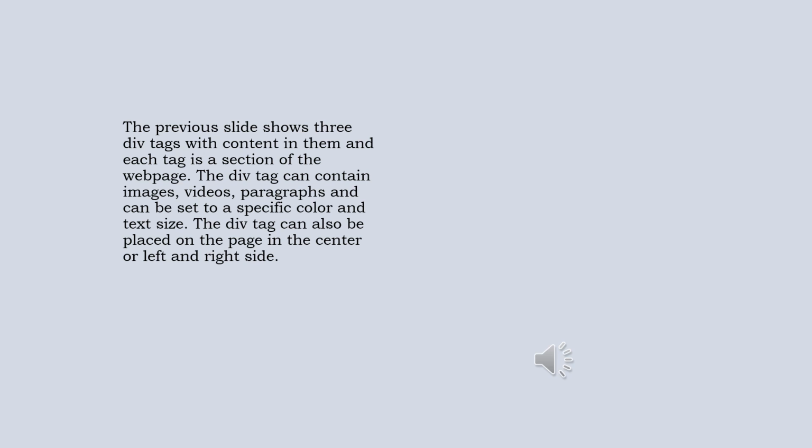As we said before, the slide before shows the HTML code for 3 div tags, which are sections of the web page. They go in the main body, or you can use them for the header or the footer, the bottom of the page. In these tags you can put, like I said, images, videos, paragraphs. You can set them to a specific color and the size of the text. And also, like I said, you can place them on different sections of the website. That's how you build your web page.